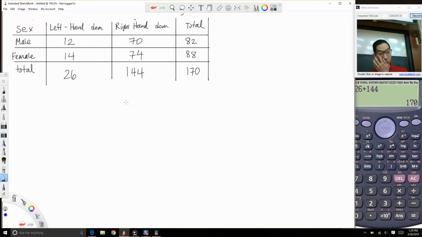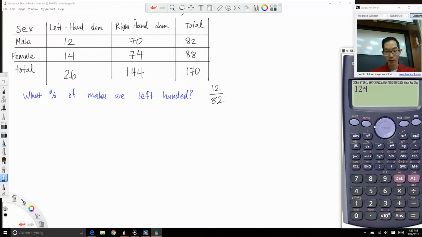Okay, so we can ask questions like, what percentage of males are left-handed? And you would tell me the fraction, at least the fraction that I need to do would be what? 12 divided by 82, okay? So 12 over 82, 14.6%.